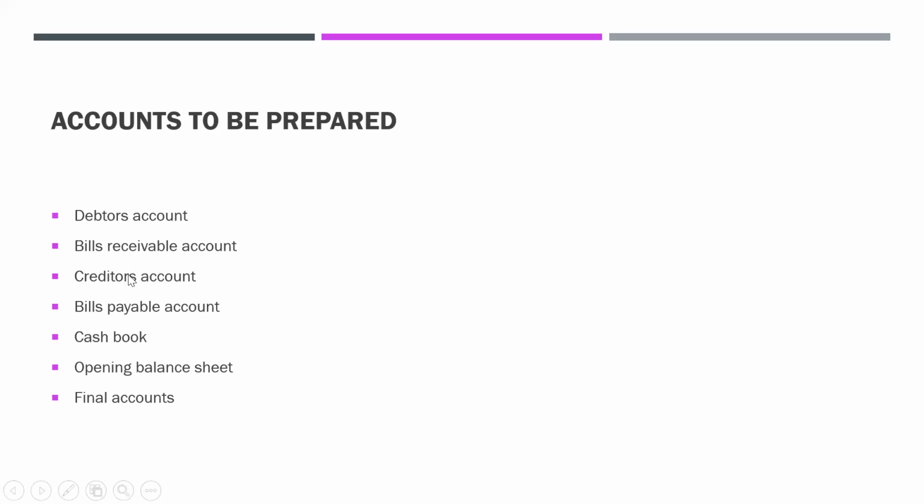bills payable, how much you have paid to your creditors, how much amount is still outstanding, how much creditors have been converted into bills payable, all the information you will get from the bills payable account. Cash kitna hai, you will get the information from cash book. You have to prepare the opening balance sheet, and finally your final account, that is trading account, P&L account and balance sheet. These are all the accounts that we will be preparing in this particular chapter.